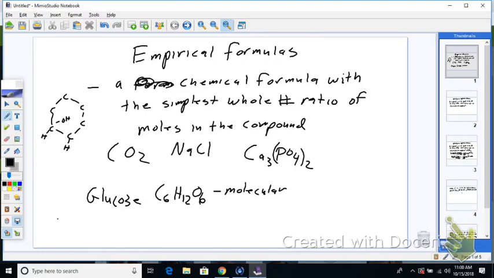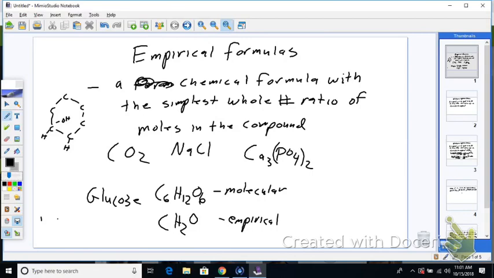So, what is the empirical formula for this? It's not going to be the same as the molecular, right? So what's the simpler ratio? All of them can be divisible by what? 6. So C6 becomes C, H12 becomes H2, and oxygen becomes O. Okay, now, when we find the empirical formula, it doesn't necessarily mean that's the actual formula of the compound.